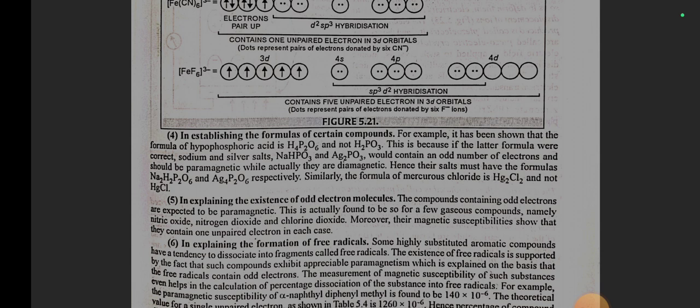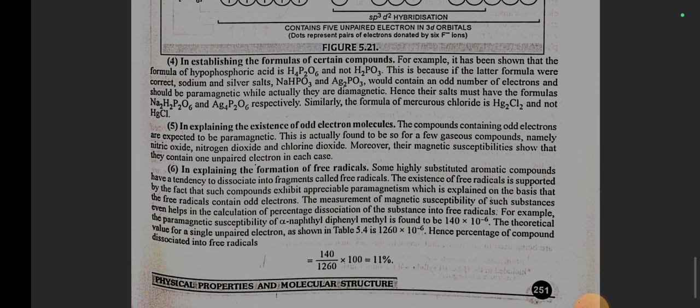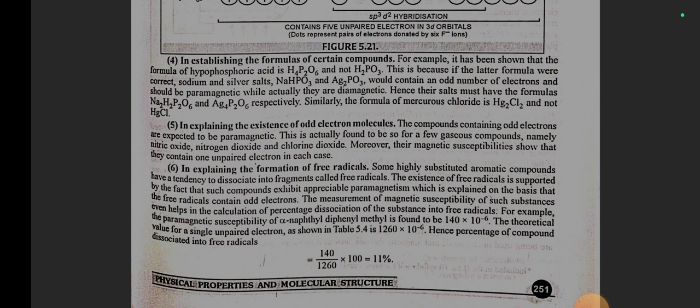Number 4. In establishing the formula of certain compounds. For example, it has been shown that the formula of hypophosphoric acid is H4P2O6, not H2PO3. This is because if the latter formula were correct, the sodium and silver salts NaHPO3 and Ag2PO3 would contain an odd number of electrons and should be paramagnetic, while actually they are diamagnetic. Hence, their salts must have the formulas Na2H2P2O6 and Ag4P2O6 respectively. Similarly, the formula of mercurous chloride is Hg2Cl2 and not HgCl.